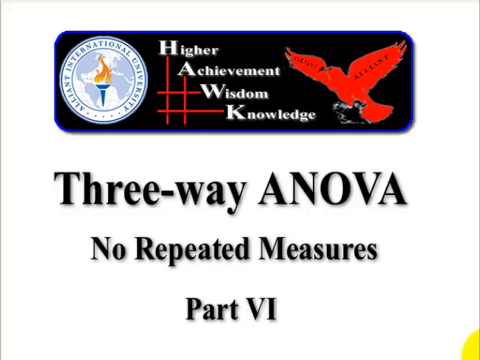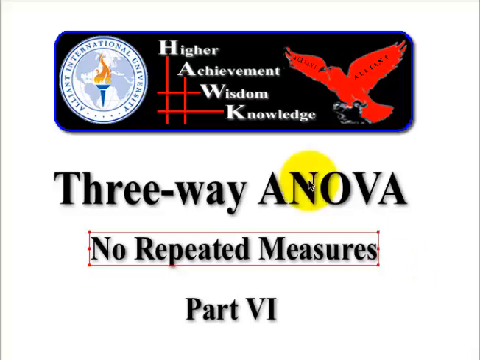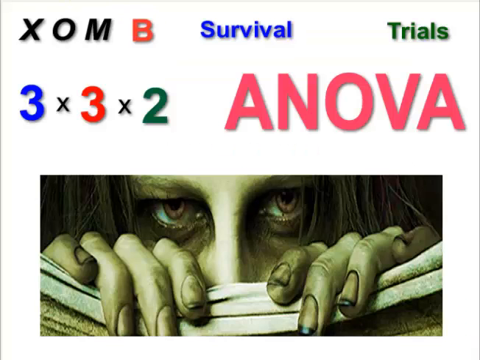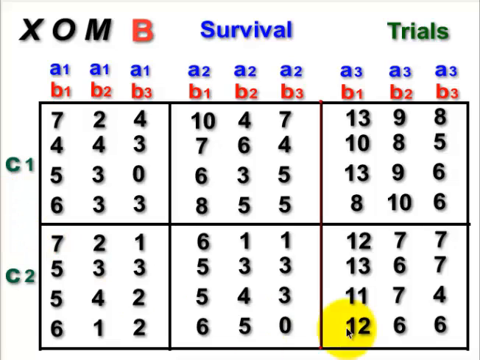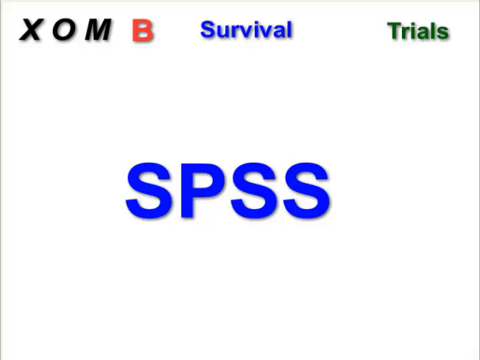No, no. All right, we're going to show you how to do this exact same problem of our 3 by 3 by 2 ANOVA, or factorial ANOVA, with no repeated measures, using this data. This is the raw data, using the statistical software program SPSS. It will save you a ton of time. So give me a second. Let me pull it up.